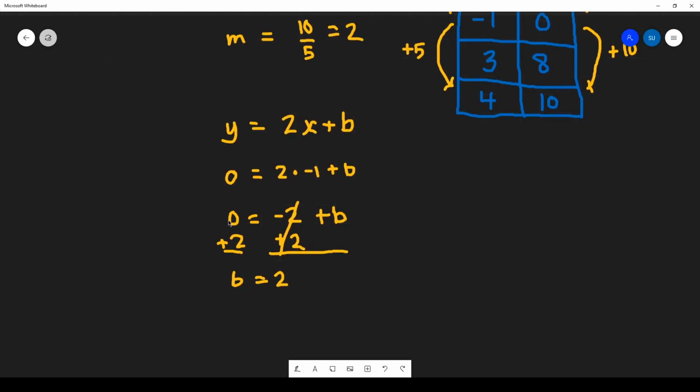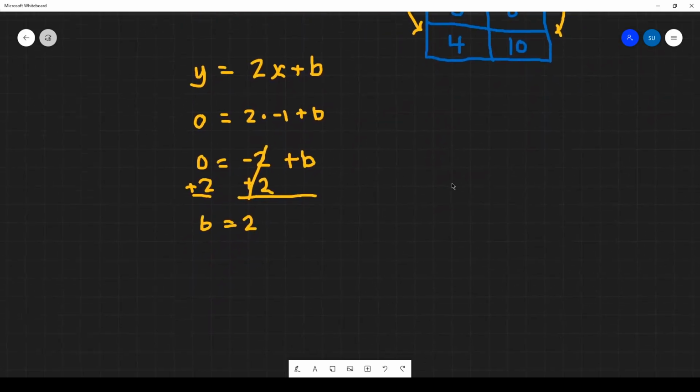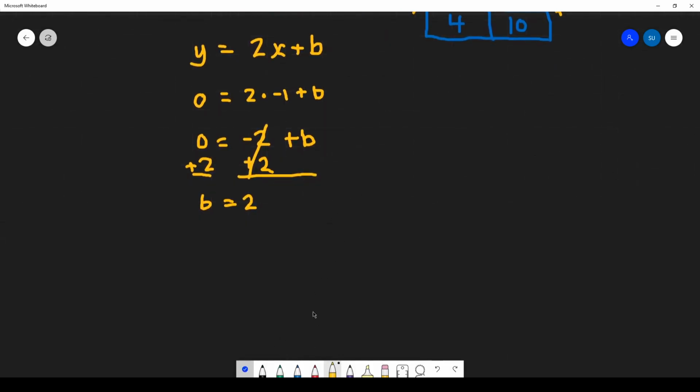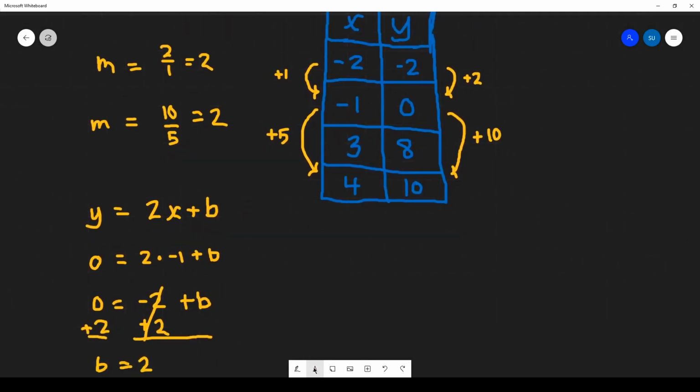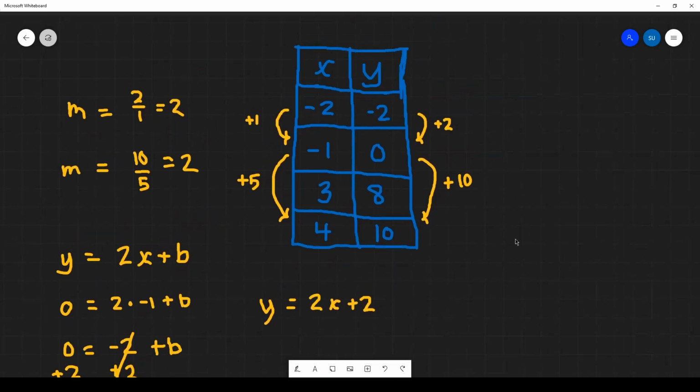And after doing that, now we can finally complete our equation for this table, and we can say that y equals 2x plus 2 is the official slope-intercept equation for this table.